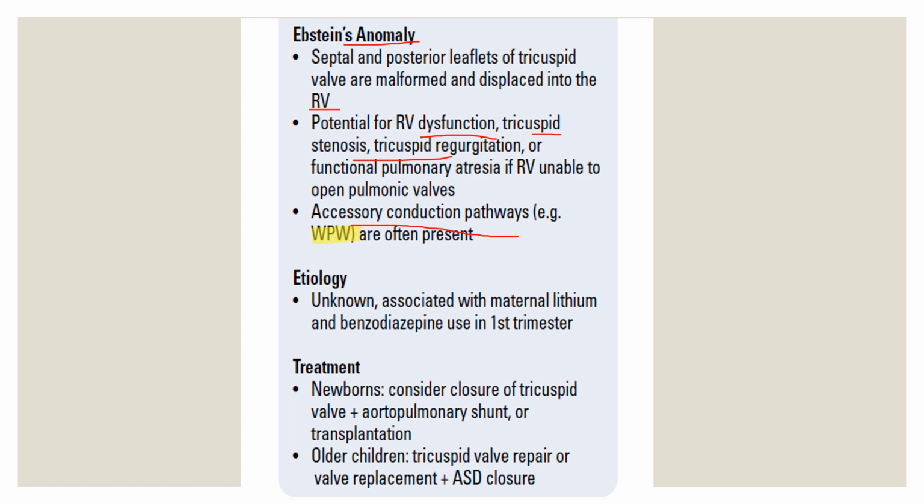Usually it is associated with accessory conduction pathways like Wolff-Parkinson-White WPW syndrome, wherein there is an accessory pathway between the atria and ventricle. It may be associated with maternal lithium exposure or benzodiazepine use in the first trimester. In newborns, closure of tricuspid valve with aortopulmonary shunt or transplantation. In older children, you can repair the valve or valve replacement with ASD closure.